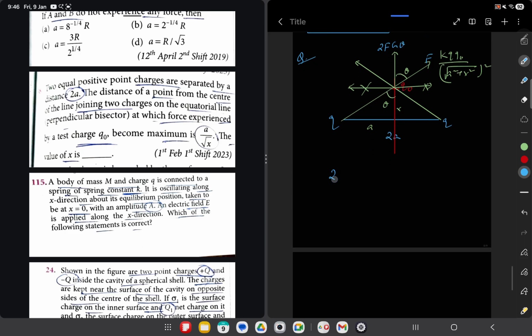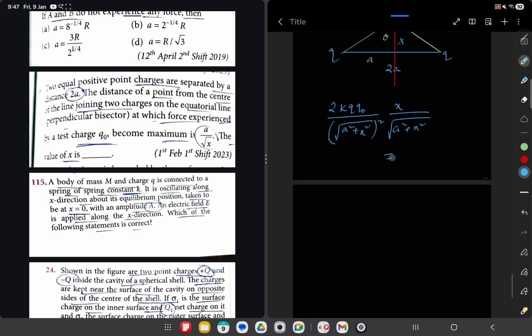So the resultant force will be 2k q into q naught over a square plus x square. This square and root get cancelled out, or you can keep it as it is, because I will be needing this later on. And cos theta, so cos theta will be how much? Cos theta is x by a square plus x square to the power 3 by 2. So you are getting the expression as 2k q into q naught x over a square plus x square to the power 3 by 2. This is the similar expression that you got in the case of a ring.